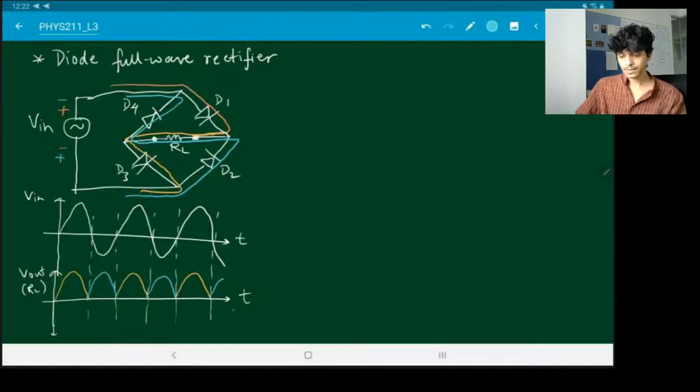So in some sense, our signal has now become a little more DC, in the sense it's not oscillating between the positive and the negative values. So this has managed to some extent to rectify our signal.